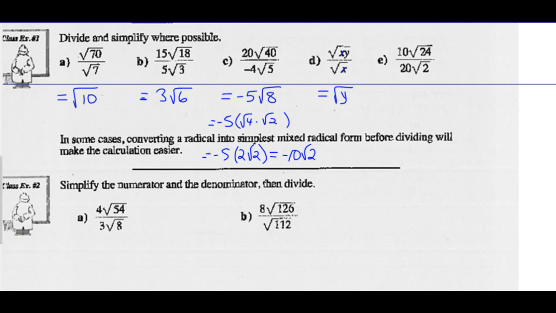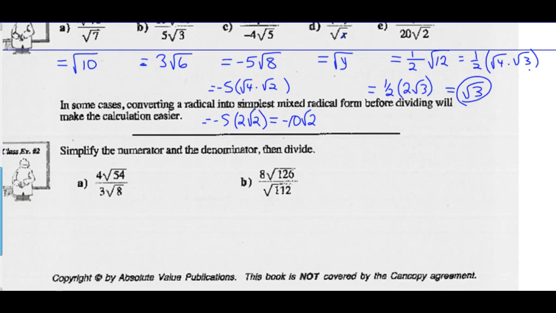All right. And for part E, divide the coefficients. 10 divided by 20 is 1/2. Radical 24 divided by radical 2, we keep the radical sign, and 24 divided by 2 is 12. And again, we can simplify radical 12. So it's going to be 1/2 of the square root of 12. It can be written as square root 4 times square root 3. So we get 1/2 of square root of 4 is exactly 2. There is no square root of 3, so we keep the radical sign. And 1/2 of 2 is 1, radical 3. That's simplest form. All right.